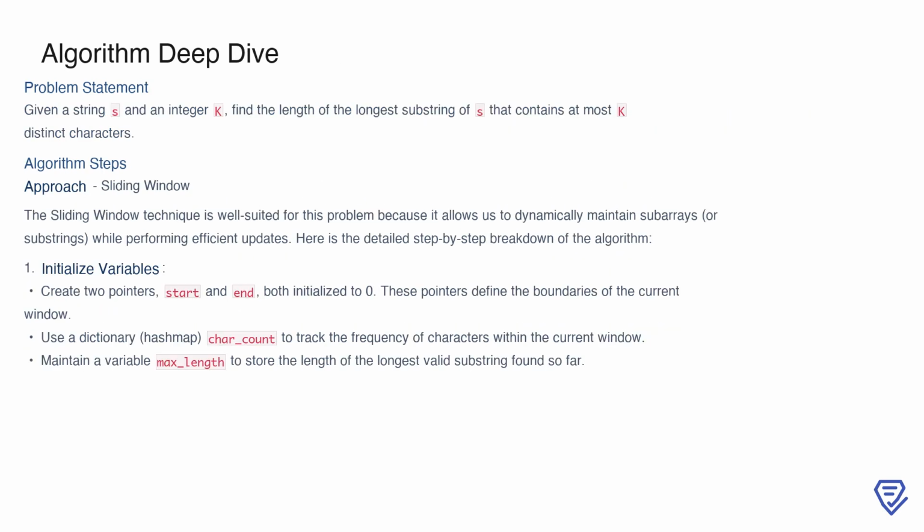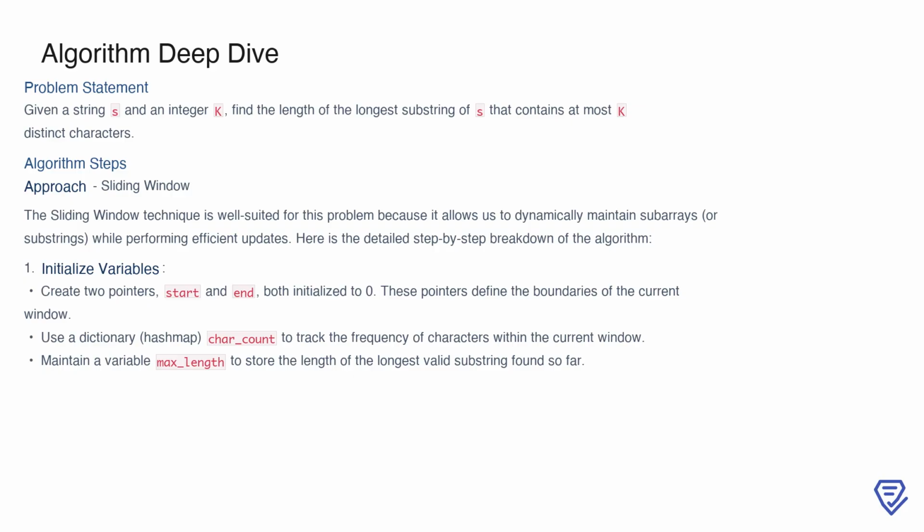To tackle the problem, we need to find the length of the longest substring in a given string S that contains at most k distinct characters. The most efficient way to solve this is by using the sliding window technique, which is ideal for problems involving contiguous subarrays or substrings. Here's how the algorithm works step by step.